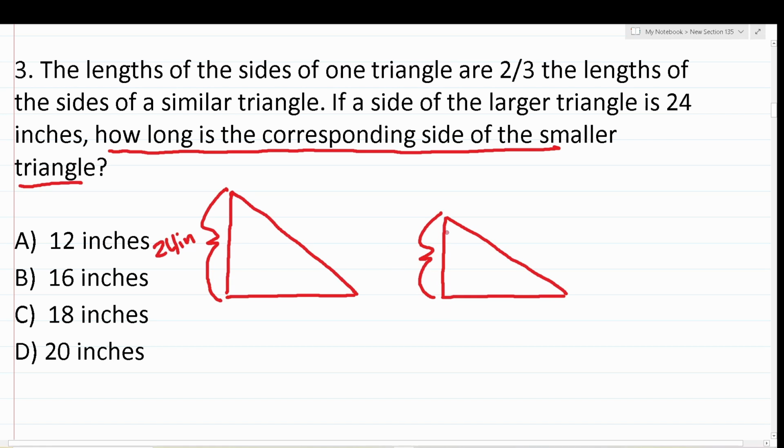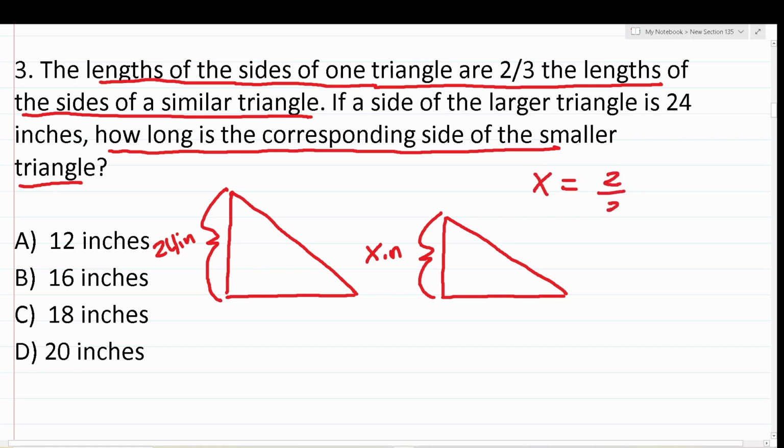Since we don't know how long this side is, let's call it x inches long. Well, this problem actually gave you a key that's going to make it very easy to solve. It says the lengths of the sides of one triangle are 2/3 the lengths of the sides of a similar triangle. So in other words, this side length is going to be 2/3 of this side length. So to figure out what x is, we're going to say x is equal to 2/3 times 24.